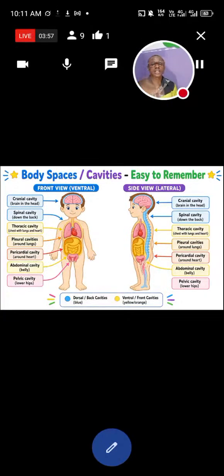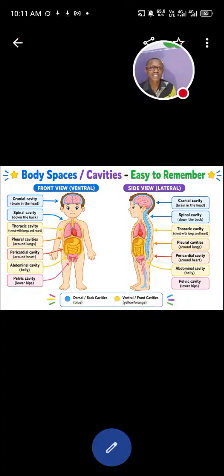So this is a certain source that I pulled this up from. You can see body spaces and cavities, easy to remember. This is the front view, with all the spaces in the human body. This source has 1, 2, 3, 4, 5, 6, 7. And on the side view you can see the dorsal back cavity and the ventral front cavity, the spaces.